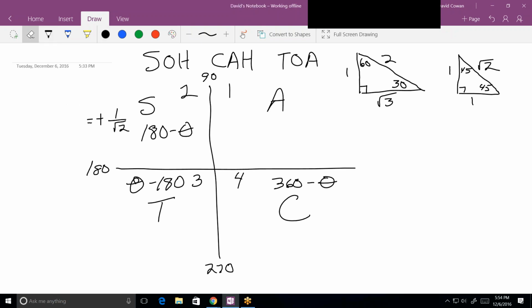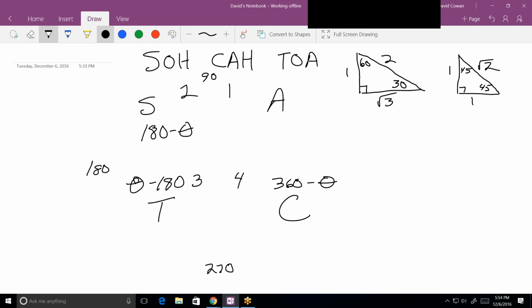So let's talk about the quadrantal angles. You know what I mean by a quadrantal angle? Okay. Now, the easiest way to do the quadrantal angles is really to memorize the sine curve and the cosine curve. And you're going to have to do that at some point. But there's actually a slightly easier way to do it.